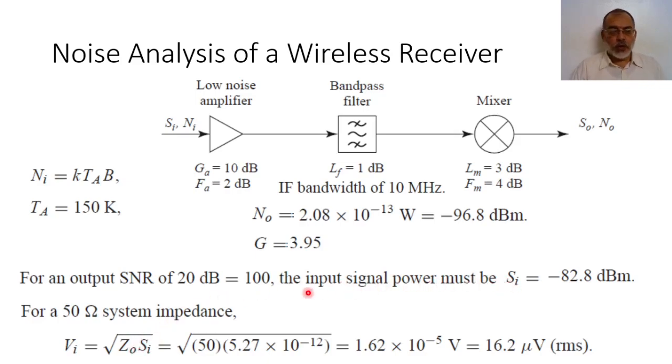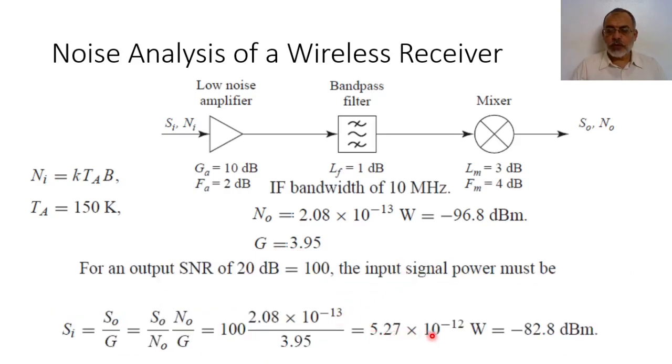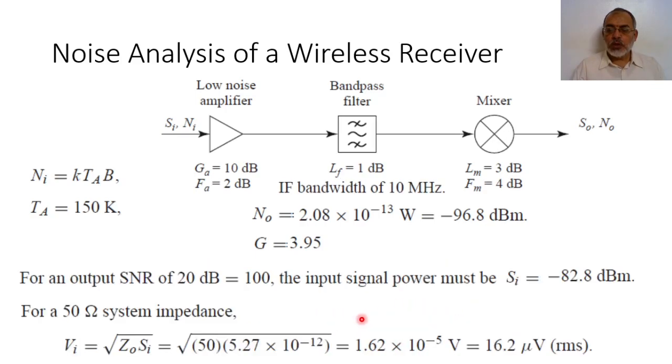So if the value of the input power is 5.27 multiplied by 10 to the power minus 12 watt, I multiply it by 50 and take the square root of this value. So we can find the required input voltage of the signal. It would be 1.6 multiplied by 10 to the power minus 5 volt, or in other words, 16.2 microvolt root mean square. So this is the input voltage at the input here to obtain a signal to noise ratio of 20 dB, or 100 as a ratio.